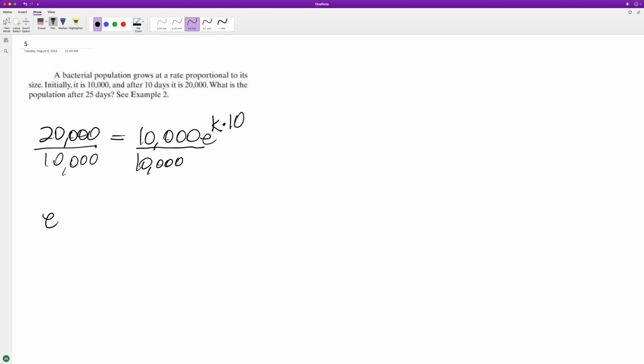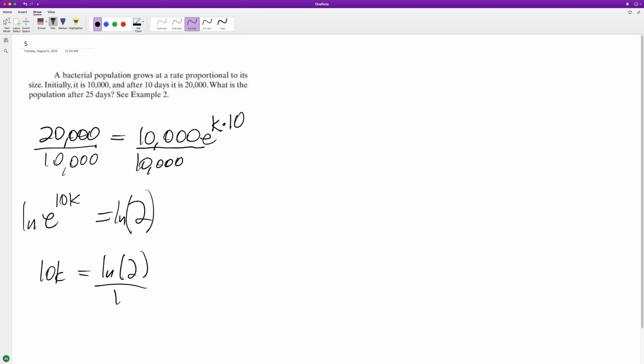We end up with e raised to the, I'll just put 10k, is equal to 2. 20,000 divided by 10,000 is 2. Take the natural log of both sides. The natural log of e is just 1. Natural log of 2. So we end up with 10k is equal to natural log of 2. Divide through by 10. We just get k is equal to the natural log of 2 divided by 10.